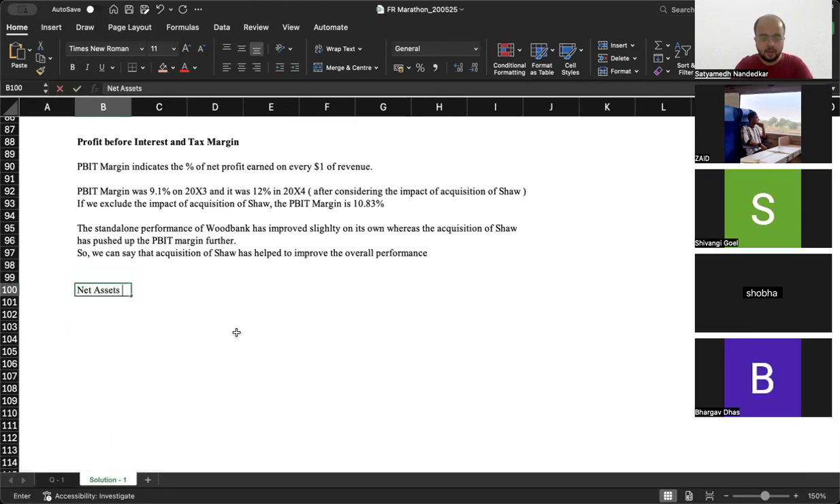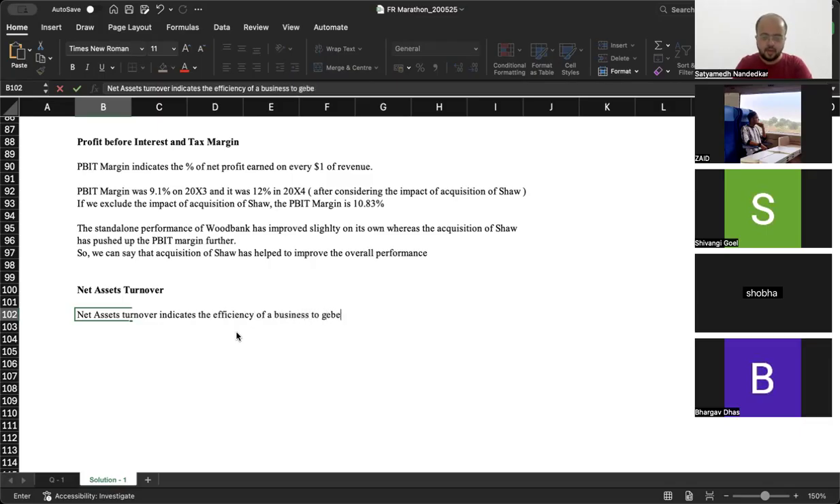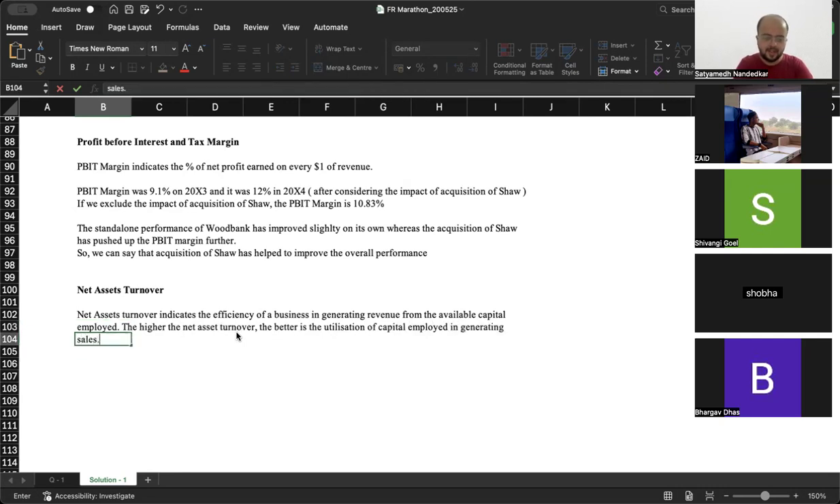Okay. So let's write down net assets turnover. Net assets turnover indicates the efficiency of a business in generating revenue from the available capital employed. The higher the net asset turnover, the better is the utilization of capital employed in generating sales.